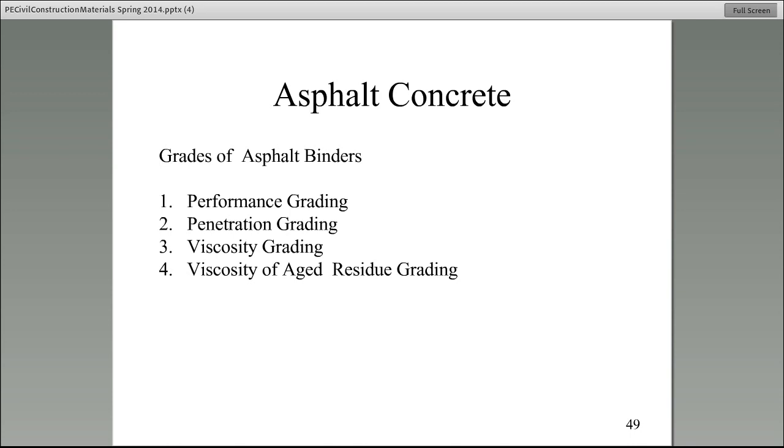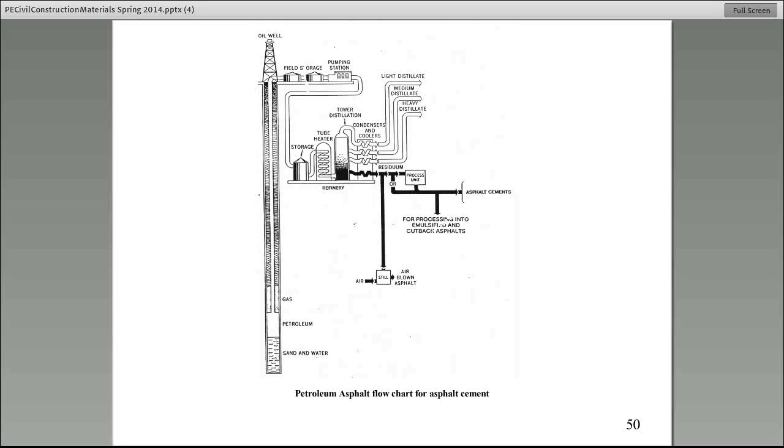And here there's only one method that we will use, and the method that we will use is called performance grading. These other methods of grading asphalt binders are penetration, viscosity, and viscosity after aging. These are traditional methods, but I would say from 10 to 12 years ago, we started the process of new performance grading. And if you get a question on the test, performance grading is what you will see.